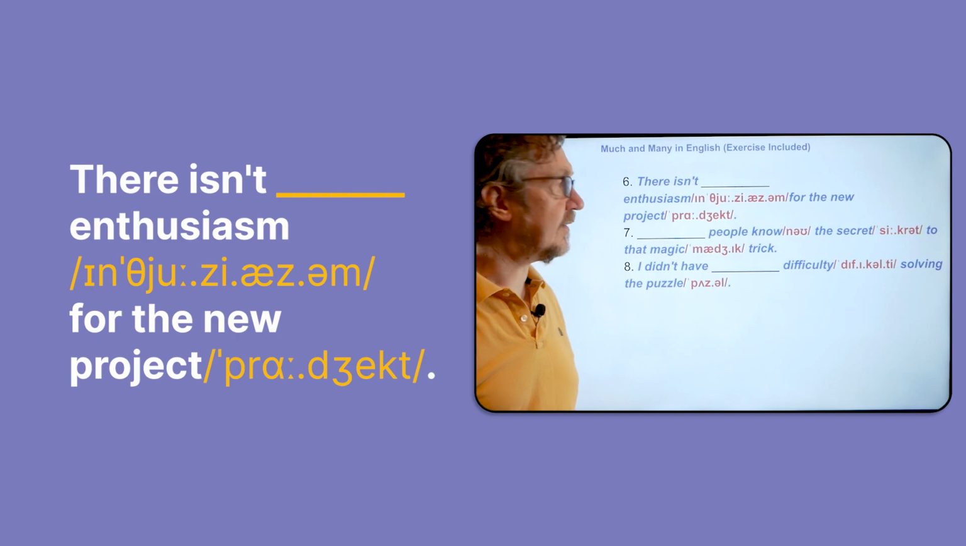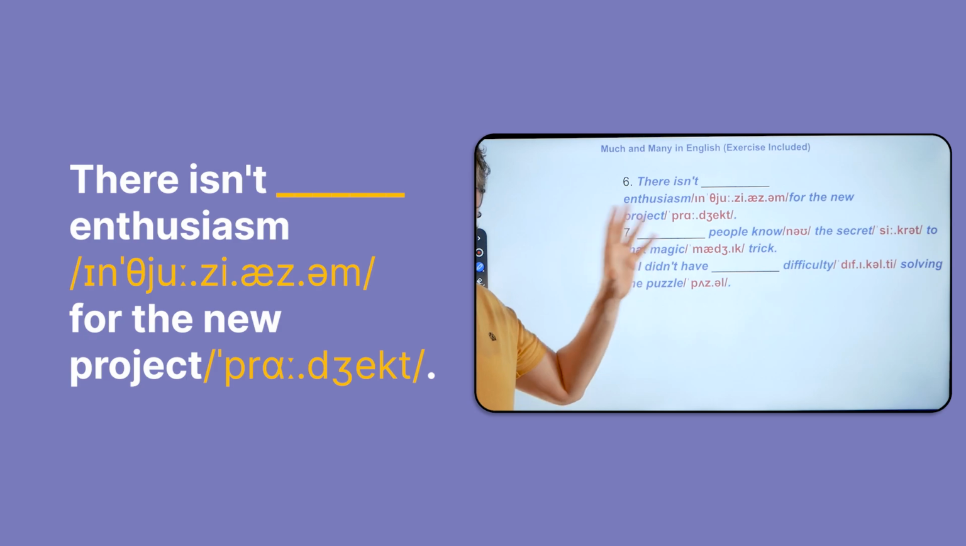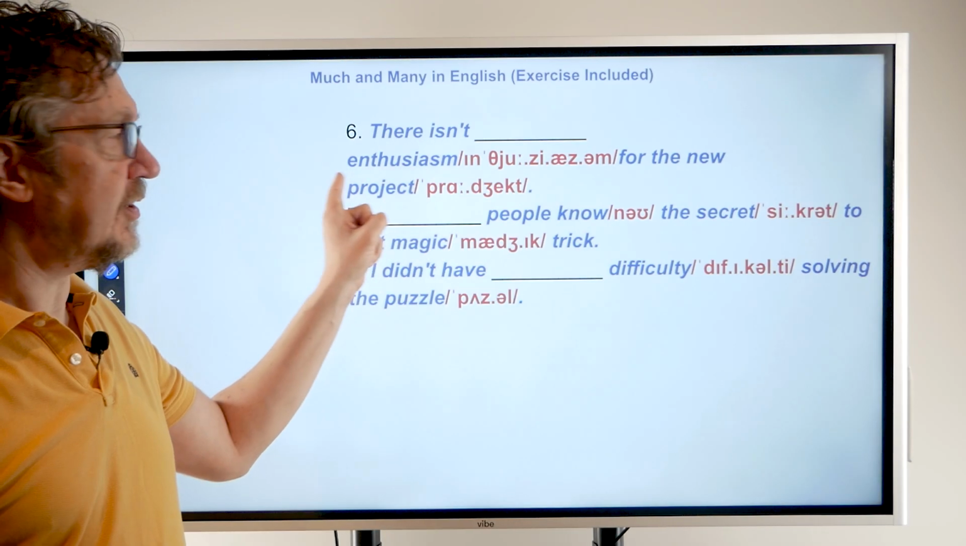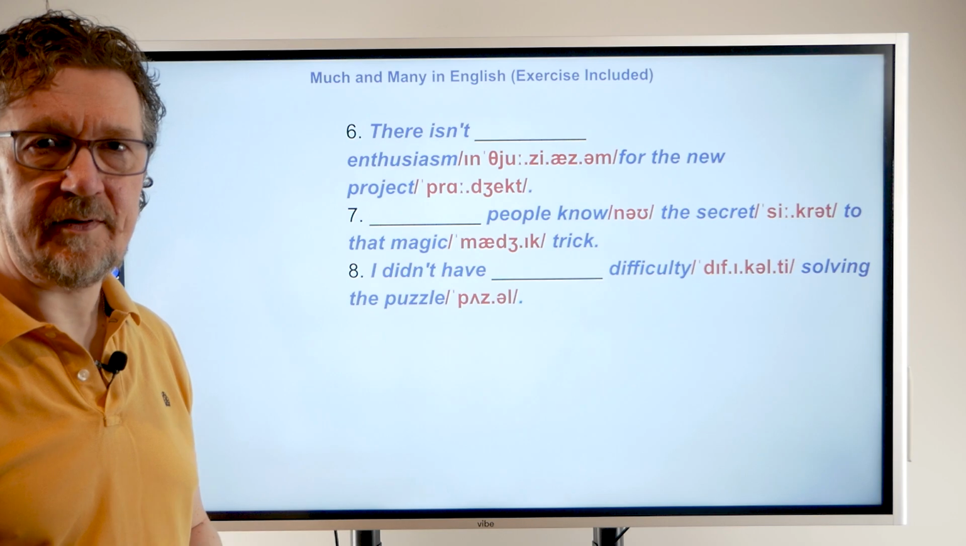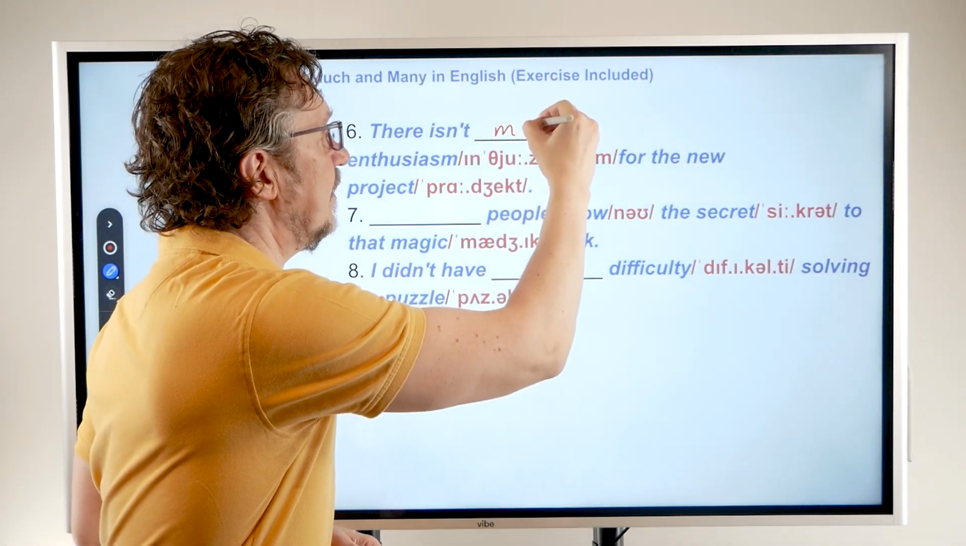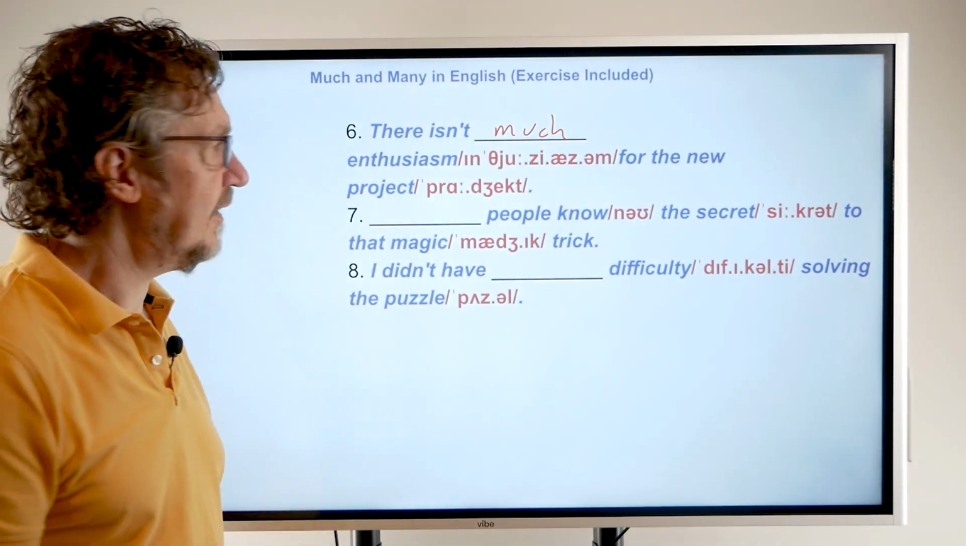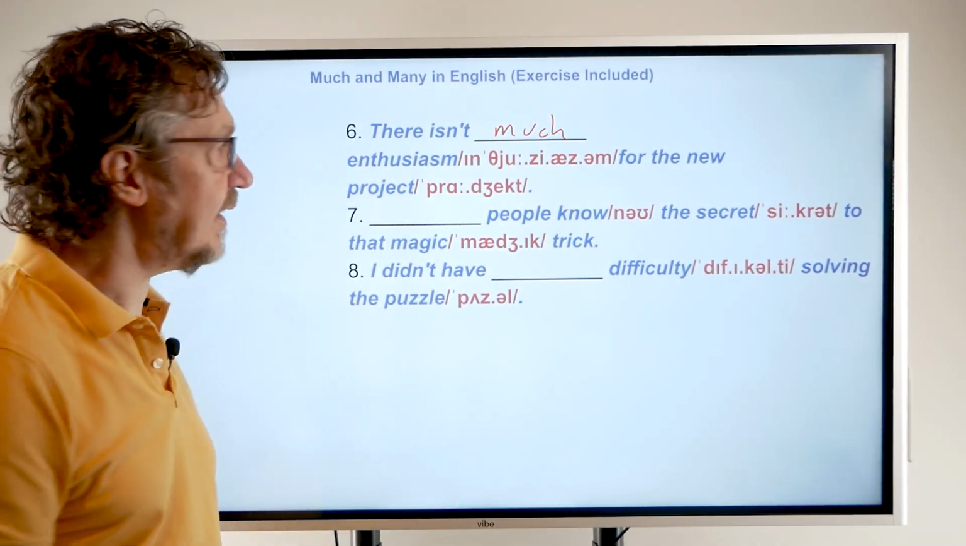Right then, so number 6, there isn't enthusiasm for the new project. Can you count enthusiasm? You can probably measure it. So it has to be much. Let's look at this pronunciation because it's a big word. So just to make sure you can practice it and get it right.